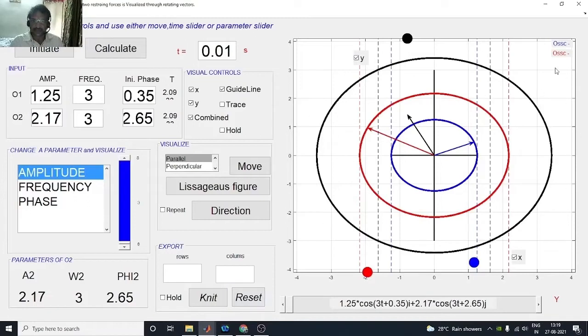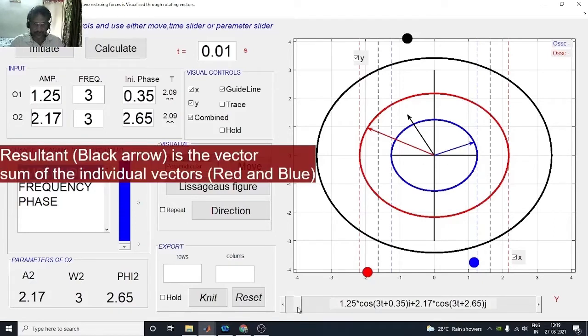Now three things have appeared. One is this black circle, a black arrow, and these black vertical lines. I'll go one by one. Now this black arrow is the resultant of these two harmonic motions at t equal to 0. And this big circle represents the maximum possible amplitude of the combined motion, which I'll show after a couple of minutes. And these black lines indicate the limits where this oscillator makes an oscillation, and this black dot represents the combined harmonic motion.